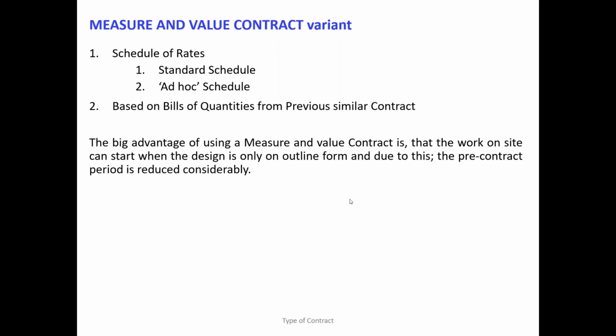So what we understood is, say the standard schedule has 100 items, maybe the ad hoc schedule will come with 50 items, and the BOQ from a previous similar contract will come with 30. It's only the difference, nothing much. So with that understanding, let's go and see a little bit of detail on the measure and value contract based on the schedule of rate, okay?